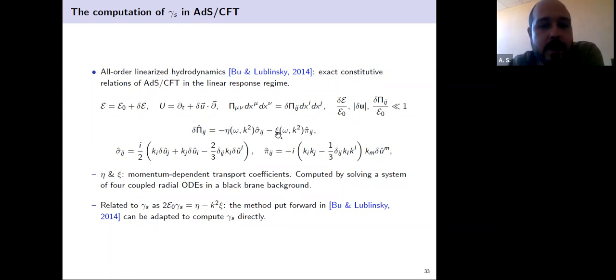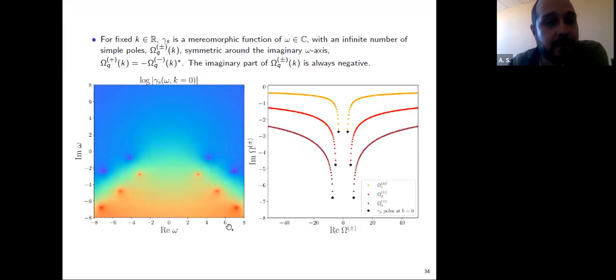And as Buhl-Lublinsky showed, these objects here can be computed by solving a system of four coupled radial ODEs in a given black brane background. Okay. Now, if you remember the definition of gamma S that I showed before, you can show that these momentum-dependent transport coefficients introduced by Buhl-Lublinsky are related to gamma S in this simple way. So the method that these authors put forward to compute these two objects can be generalized to compute gamma S immediately. And we did this computation.